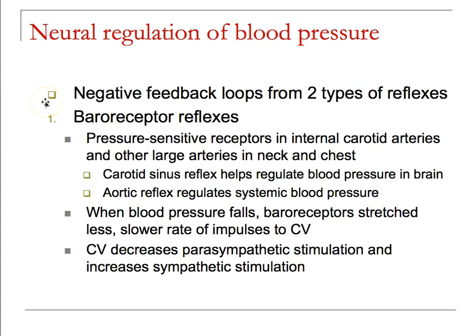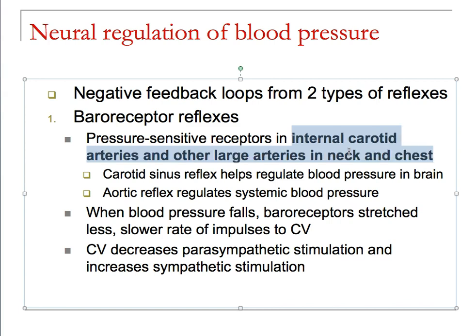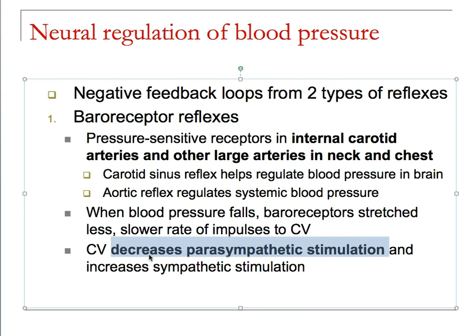Baroreceptors are pressure-sensitive receptors inside the internal carotid arteries and other large arteries in the neck and chest. The carotid sinus reflex regulates blood pressure inside the brain. The aortic reflex regulates blood pressure inside the systemic circulatory system. When blood pressure falls, baroreceptors are stretched less, and therefore you slow the impulses to the cardiovascular center, and that is going to decrease parasympathetic stimulation. That should make sense, I hope, because you have to increase heart rate.